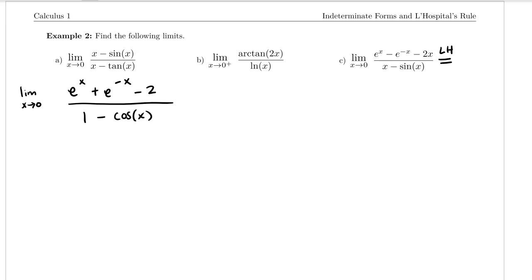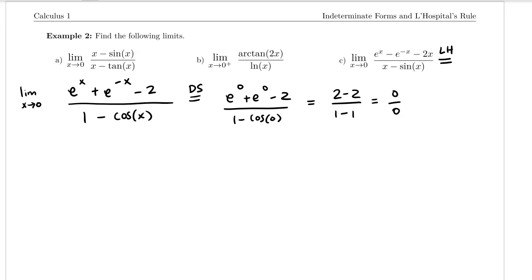Now, if I used direct substitution, I would end up getting 0 over 0 again. So e to the 0 is 1, and there's 2 of them, so it'd be 2 minus 2 over 1 minus cosine of 0 is 1. So that's going to be 0 over 0. So let's go back, and we're going to use L'Hopital's rule again.